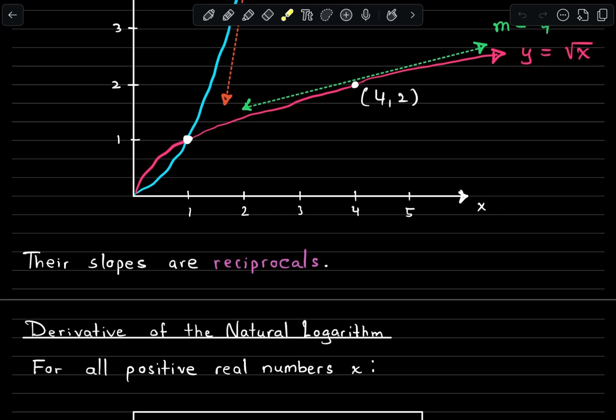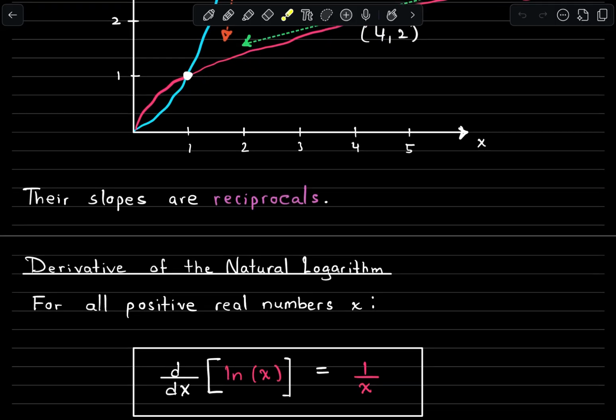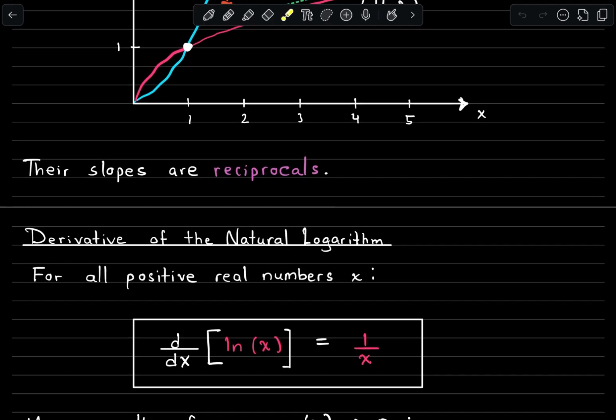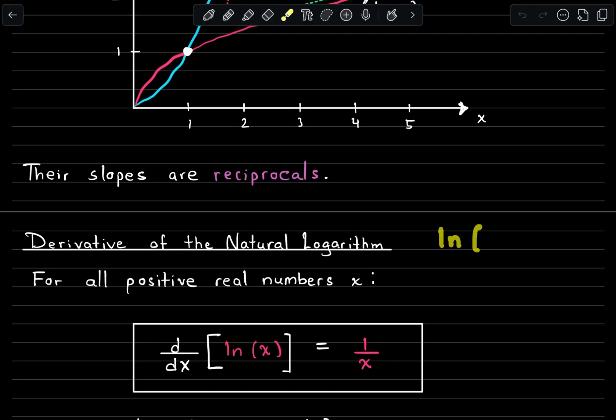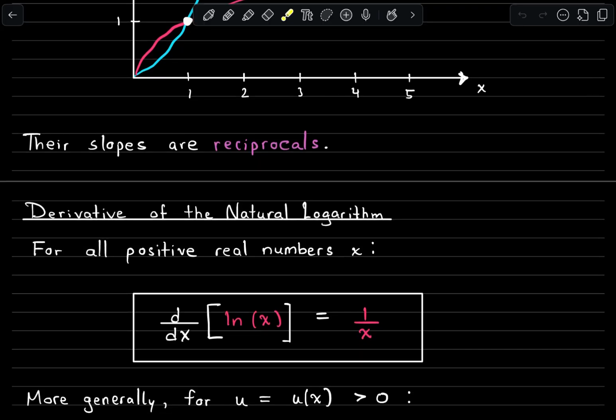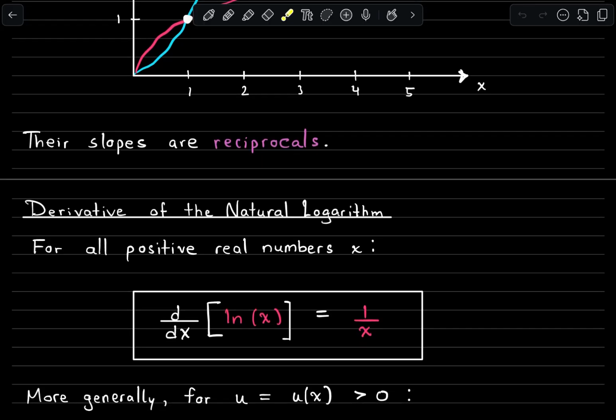For all positive real numbers x, the derivative of the natural log of x is defined as 1 over x. Now, the natural log function, if you remember, is the inverse of e to the x. So if we were to evaluate e to the x inside of the natural log, we would just get back x. And if I placed natural log of x as the exponent of e, again, I would get back x. In general, exponential functions and logarithmic functions are inverses. So the derivative of natural log of x is 1 over x.